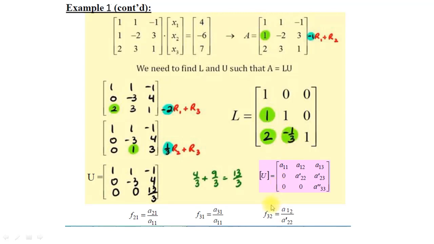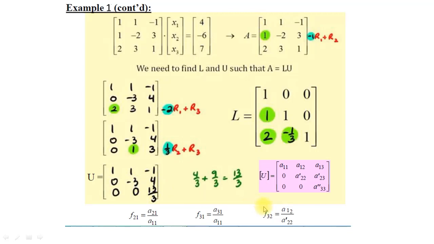How to find f32? Divide a12 by a dash 22. a dash 22 will be in the upper triangular matrix. This is a dash, the new element of the upper triangular matrix. In the upper triangular matrix, dear students, you see in the previous slide that these three will be 0 0, and the first row is matrix A, and these three entries will be new entries which we can obtain by performing the row operations to convert the matrix A into the upper triangular matrix.